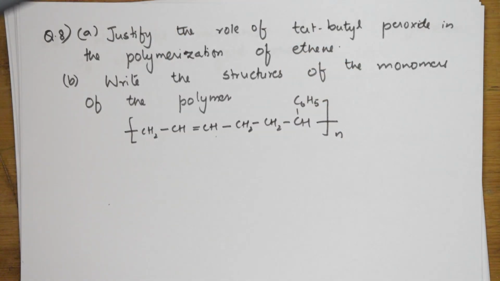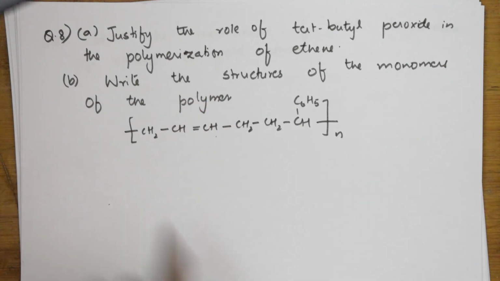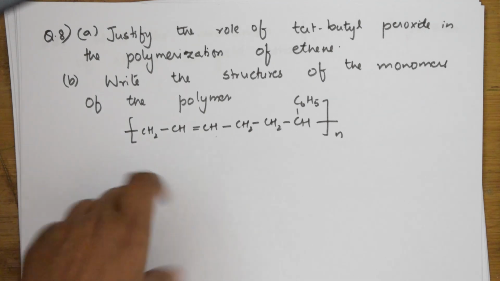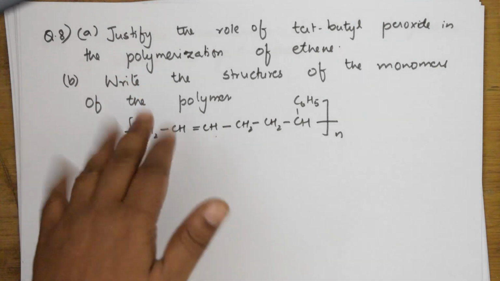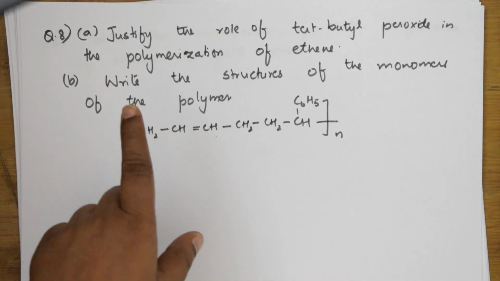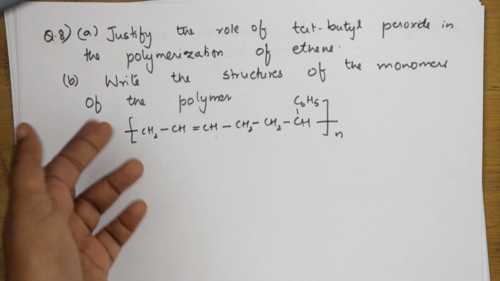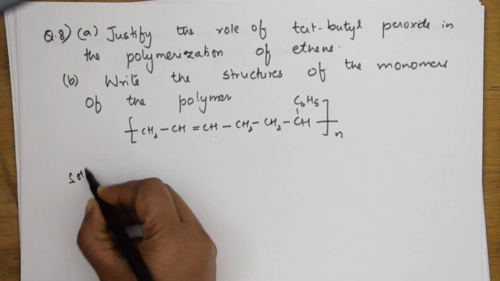What did they give me? They've given: justify the role of tertiary butyl peroxide in the polymerization of ethene. So when I speak about tertiary butyl peroxide, what is the role? There are 2 questions. They have asked what is the role, and in which polymerization, ethene. Because this is a 2 marks question, if I just write the role I will get the marks, but to impress the examiner I'll be very particular about writing this.